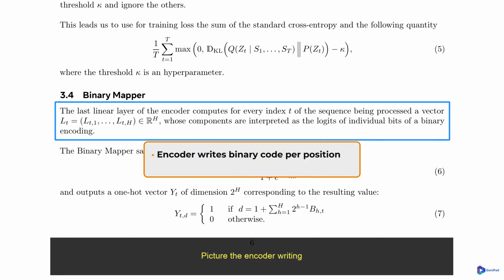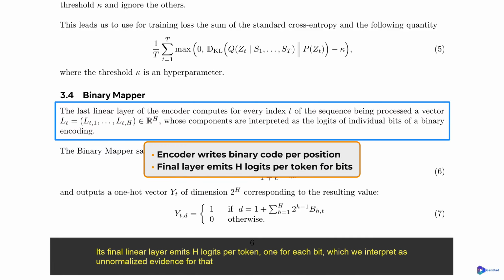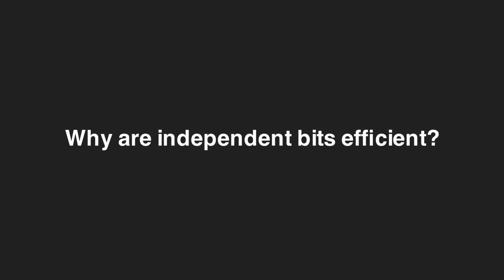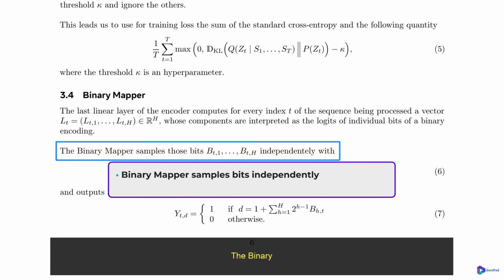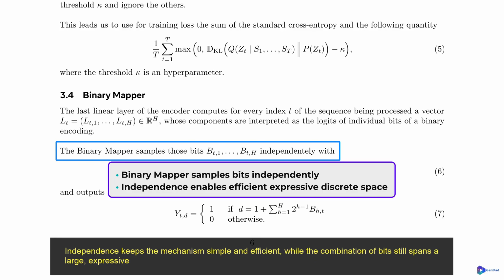Picture the encoder writing a short binary code for each position. Its final linear layer emits H logits per token, one for each bit, which we interpret as unnormalized evidence for that bit being 0 or 1. The binary mapper samples each bit independently from these probabilities. Independence keeps the mechanism simple and efficient, while the combination of bits still spans a large, expressive, discrete space.